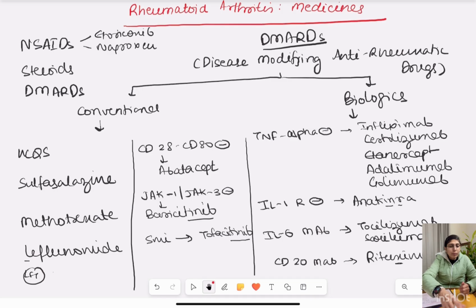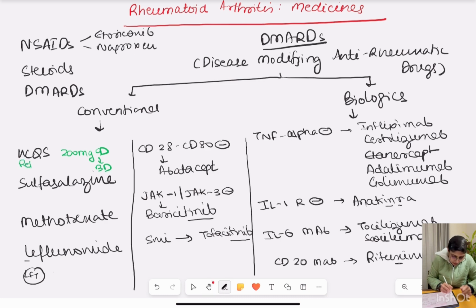Now if I want to tell you the doses, let me use another marker, guys. So let's start with HCQS. We all know the dose starts with 200 milligram in a day, and we can go up to 400 milligram. So we can make it 200 milligram twice a day.